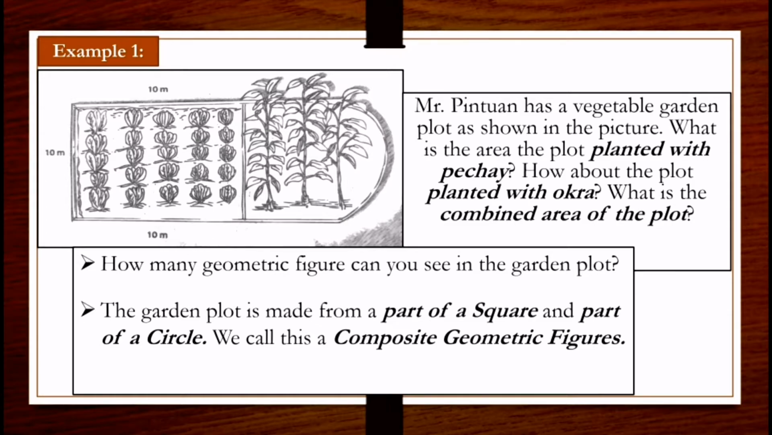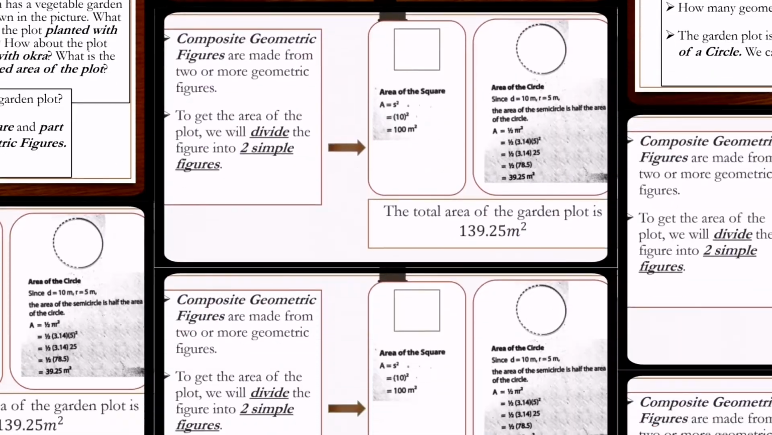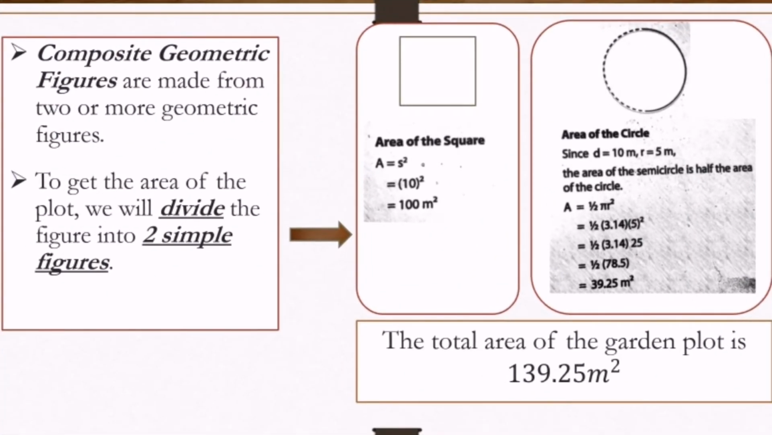Now, as you can see here, we have the square and the semicircle on your right. So the garden plot is made from a part of a square and a part of a circle, or the semicircle. We call this a composite geometric figure. Let's answer the short problem that we have discussed earlier. Now remember, composite geometric figures are made from two or more geometric figures.